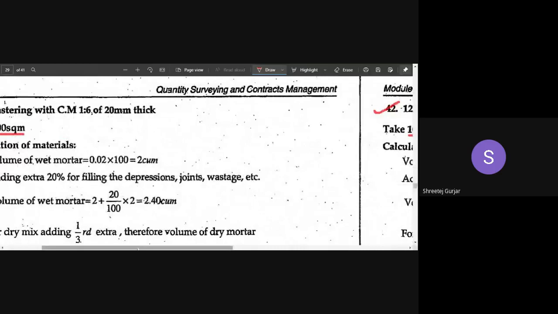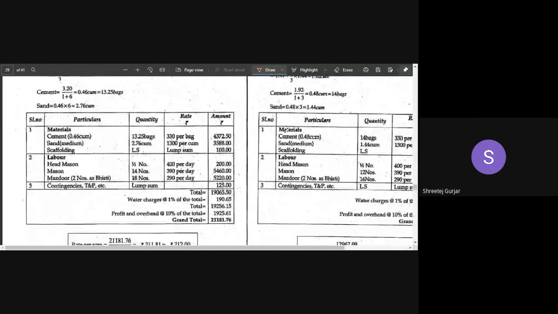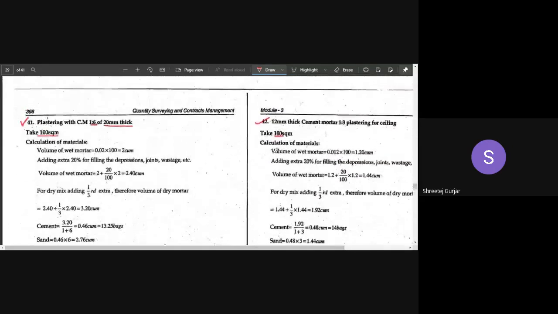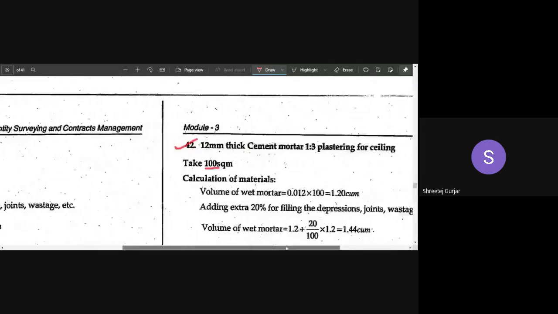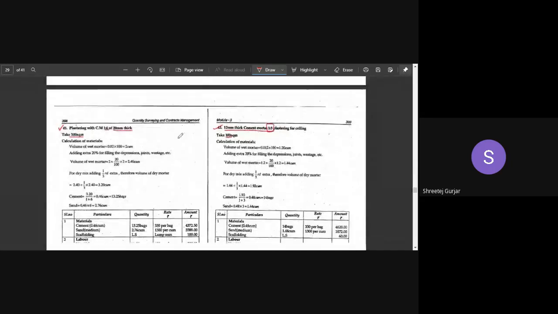You can see here plastering with cement mortar 1:6, but it is 20 mm thick, right? Same process you have to follow to calculate the rate per square meter. In this particular problem here, you can see it is also the same thing. 12 mm thick cement mortar in 1:3 ratio, that is cement to sand. Okay, so the steps I have explained to you, the same steps you can follow.